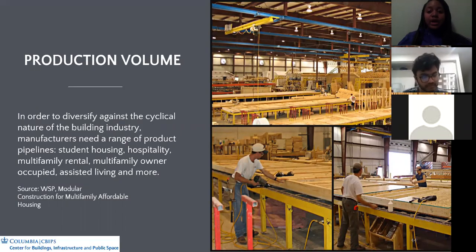In terms of production volume, in order to diversify against the cyclical nature of the building industry, manufacturers need a wide range of product pipelines, such as student housing, hospitality, multifamily rental, family owner, assisted living, and more, because they have a lot of fixed costs in the factory, just paying rent and their workers. So keeping a steady volume of work is very, very crucial for a modular manufacturer. Next slide.